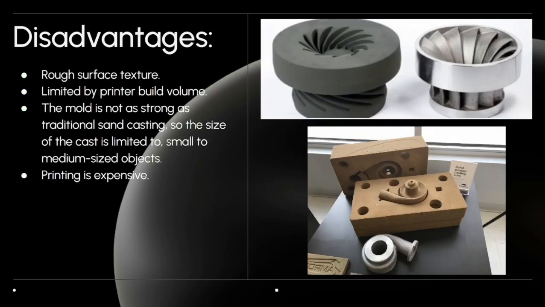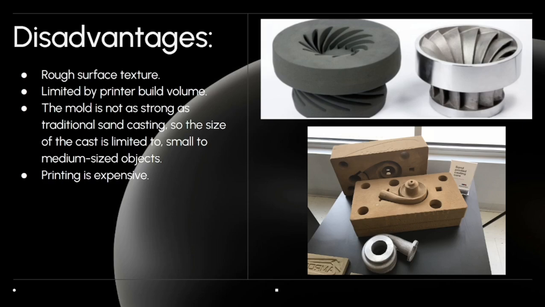After discussing the advantages, what are the disadvantages of this type of sand casting? There are still rough surfaces just like traditional sand casting. It is made of sand after all, and you will have to polish it afterward if you want it to have a smooth and shiny surface.